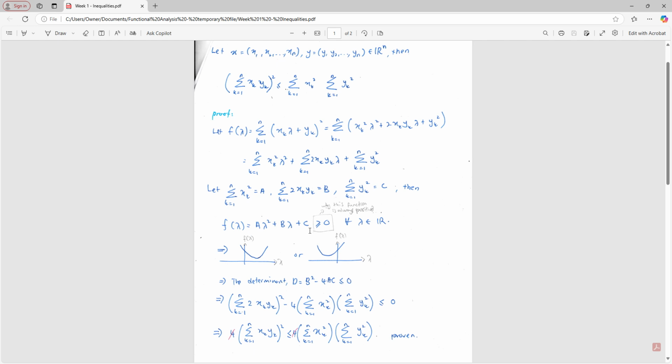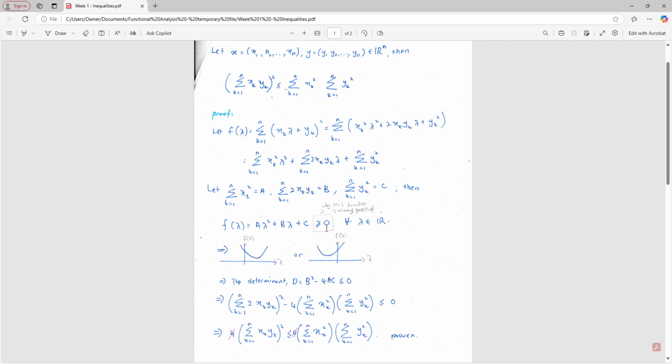Now I wrote here that it is more than or equal to 0. Why is this function always positive? You can pause the video for a while and think why I say that this function is always more than or equal to 0.